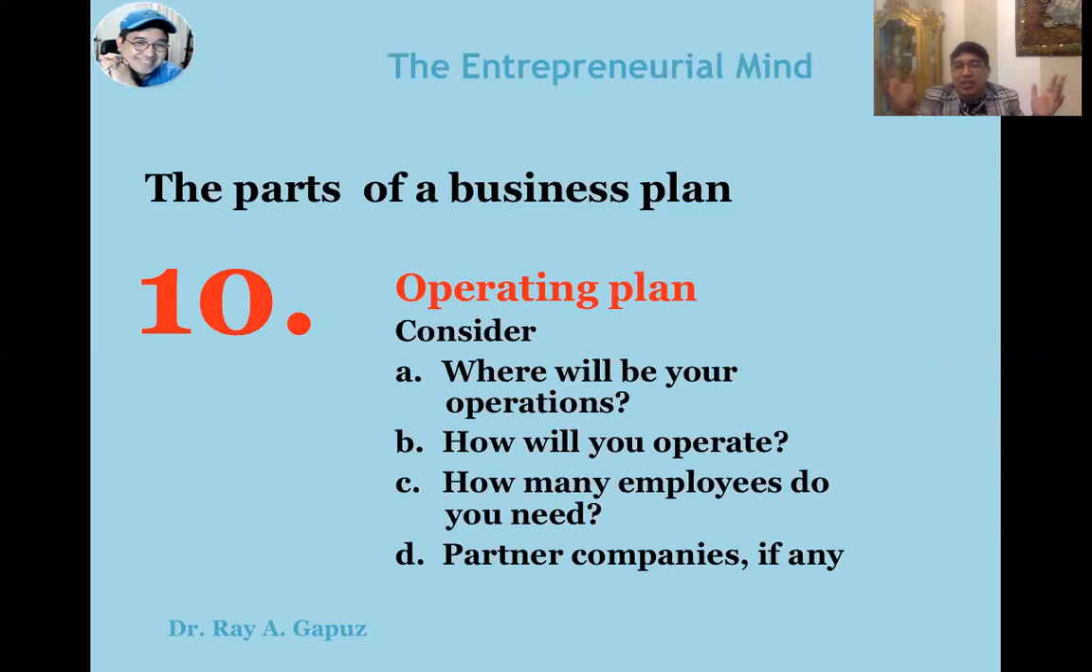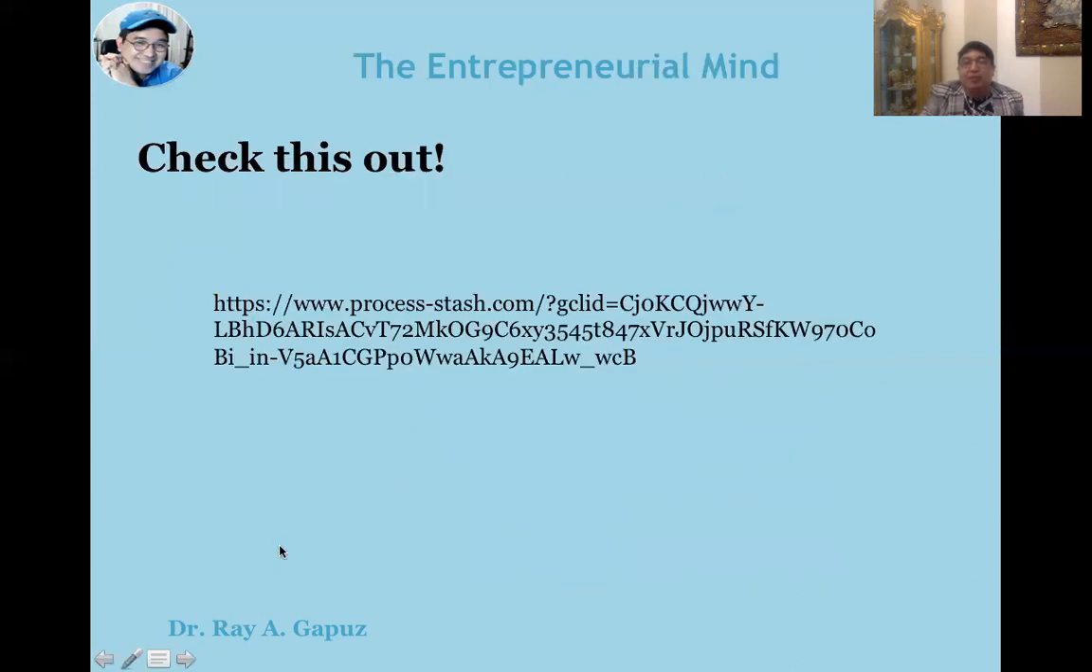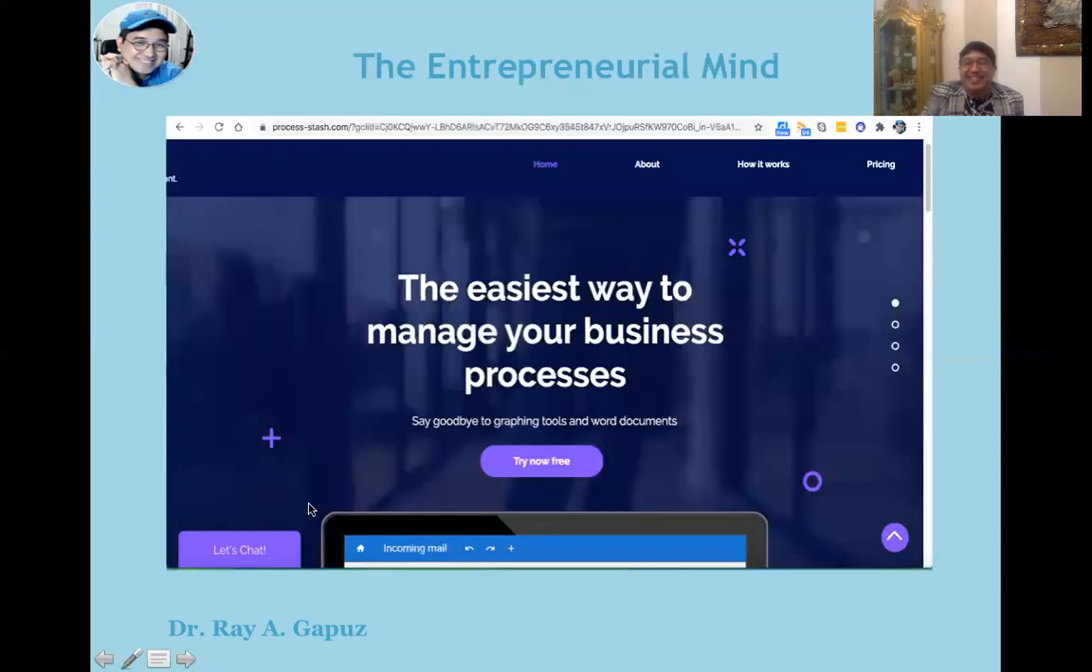Okay? So initially, how many employees do you need? Would you have partner companies? Like for example, will you call Red Cross to demonstrate CPR? If so, magkano ang gastos mo pag inimbita mo sila? All of those things must be spelled out in the operating plan. So you have to be very, very specific. Okay? So for you, para dumili uli ang buhay mo, here's another site in which you can create your own business processes. You can try it for free.